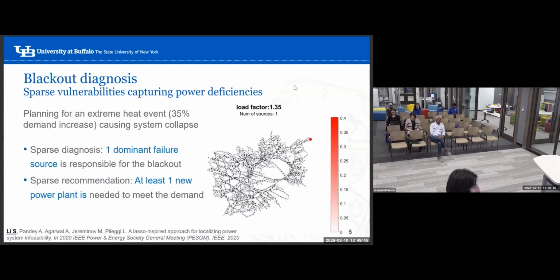So let me start from the most catastrophic condition, which is blackout. Imagine we're planning for an extreme heat event during the summer, which drives our electricity demand to be very high. And if we do not have enough supply, power outage occurs. And in this condition, an immediate idea is, let's build more power plants to supply the electricity. But theoretically, there are infinite ways of building power plants.